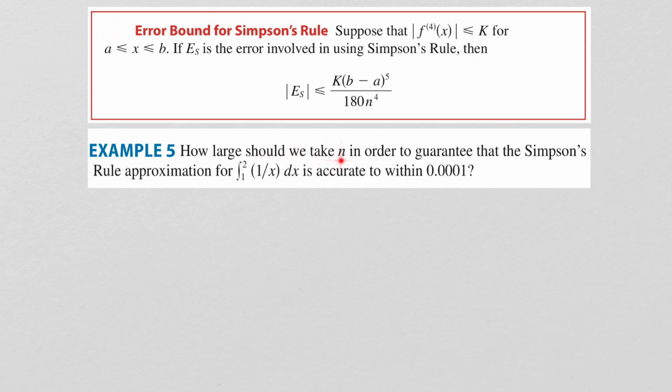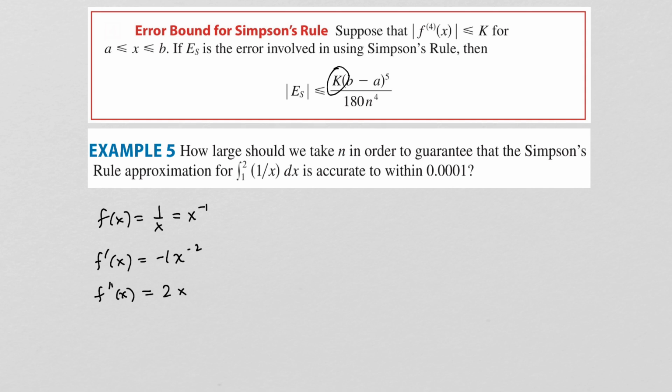How large should we take n to be to guarantee that Simpson's rule approximation for the integral that we just looked at is accurate to within 0.0001? So again, first thing I'm going to do here is write down my function as 1 over x, which is x to the negative 1. To figure out the value of k, I need the fourth derivative. So let's go ahead and start taking some derivatives here.